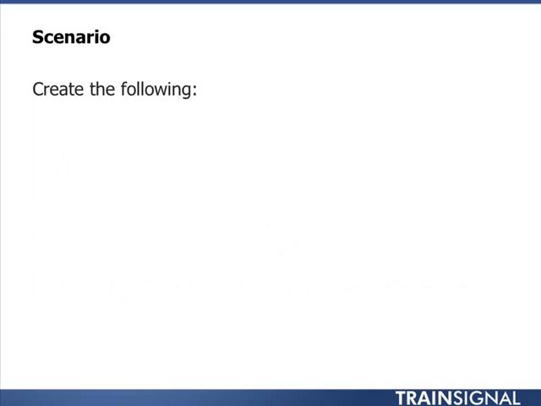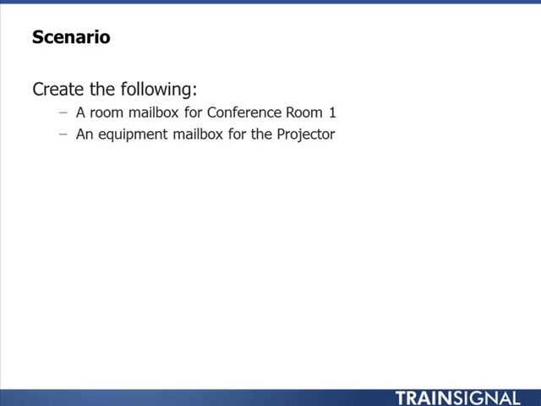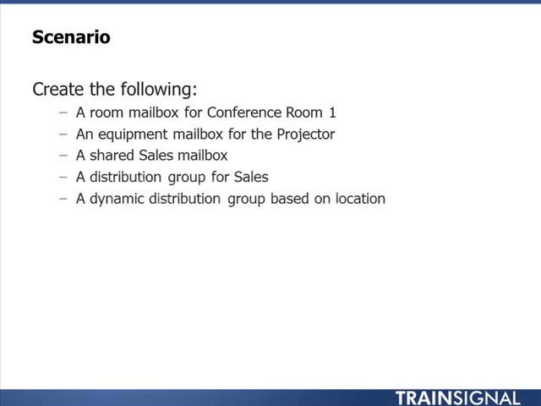In addition, we're going to create the following: a room mailbox for conference room 1, an equipment mailbox for the projector, a shared sales mailbox, a distribution group for sales, and then a dynamic distribution group based on location. So let's say we have a grouping of people working in Florida. We're going to create a dynamic distribution group that will be able to send email to anyone who is listed as being in Florida according to their Active Directory attributes.